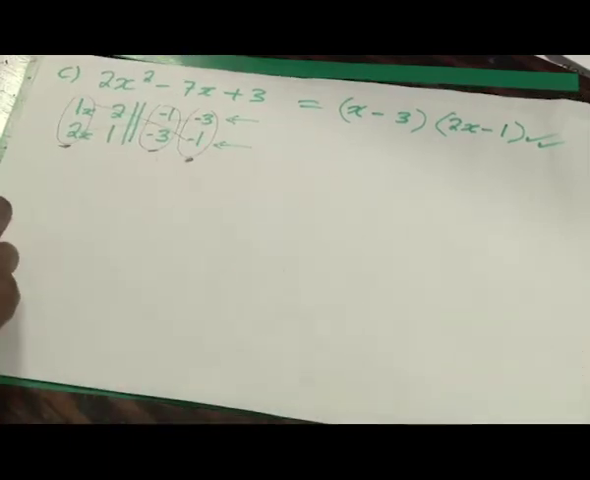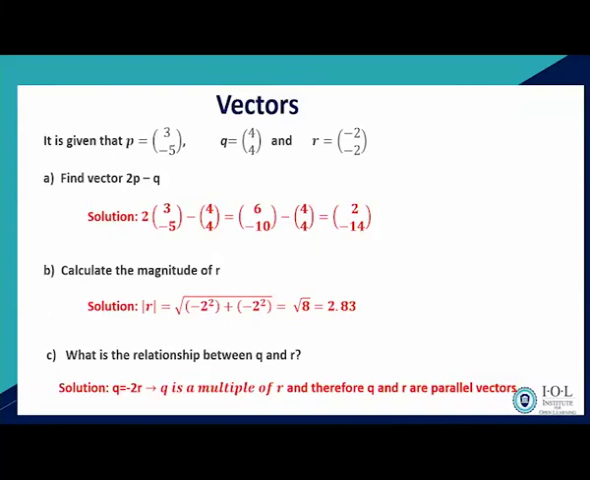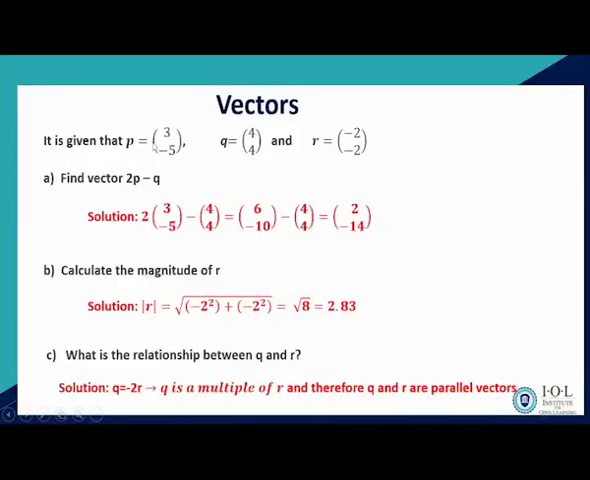Now let's move on to the next part, which is vectors. You need to be able to do vector geometry, for example, multiply vectors, add vectors, and also find the magnitude of vectors. In the example here, we are given vector P, vector Q, and vector R. You need to work out, for example, 2P minus Q. When multiplying vectors, that is 2 times vector P, so each component you multiply by 2. So 2 times 3 gives 6, and 2 times negative 5 gives negative 10. That is 2P. So you minus vector Q.